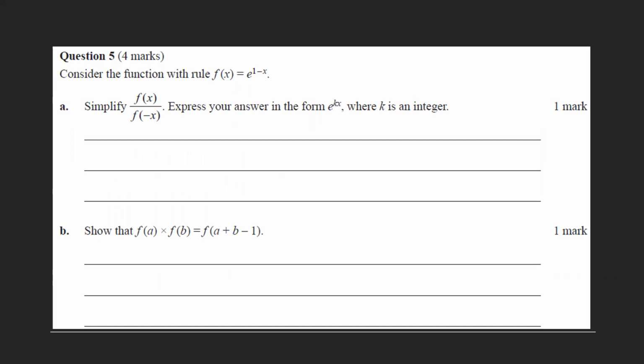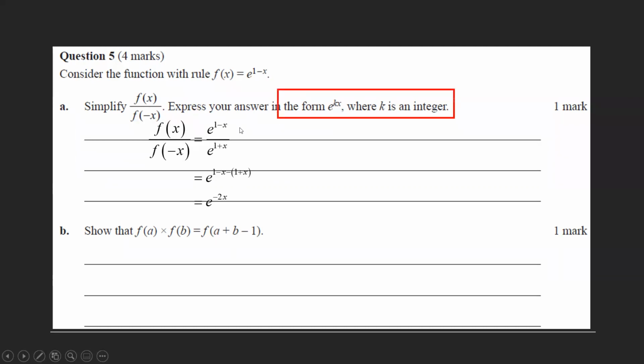Question 5. Indices and logarithmic laws. Consider the function with rule f of x equals e to the power of 1 minus x. Simplify f of x over f of minus x. Express your answer in the form e to the power of kx, where k is an integer. That means your answer must be e to the power of minus 2x, exactly in this form, okay?